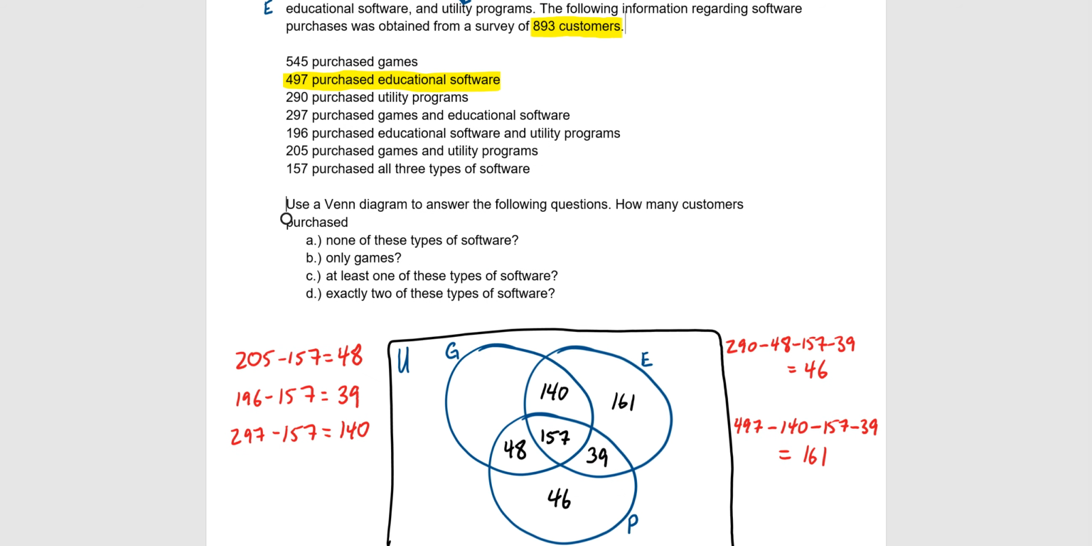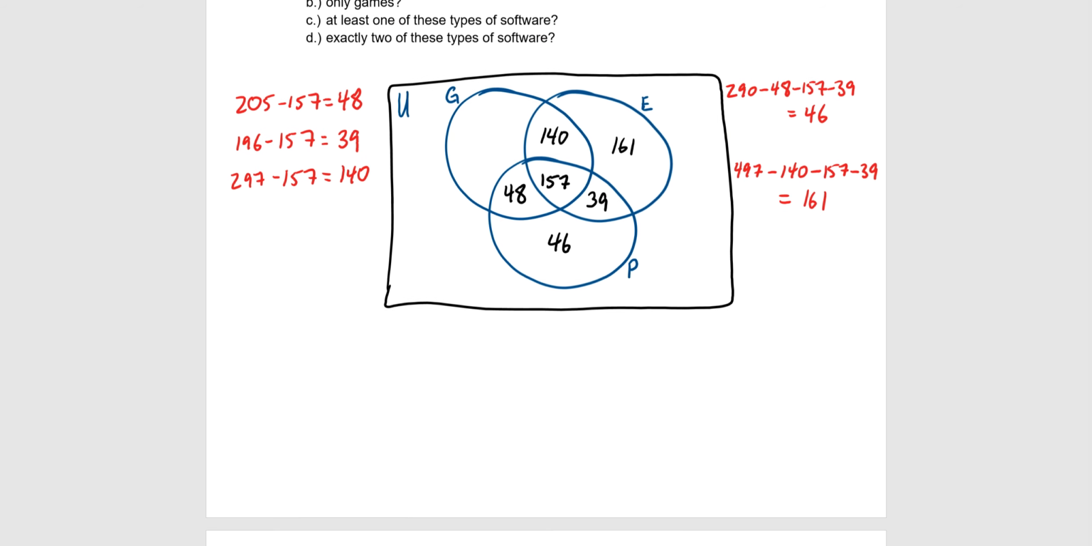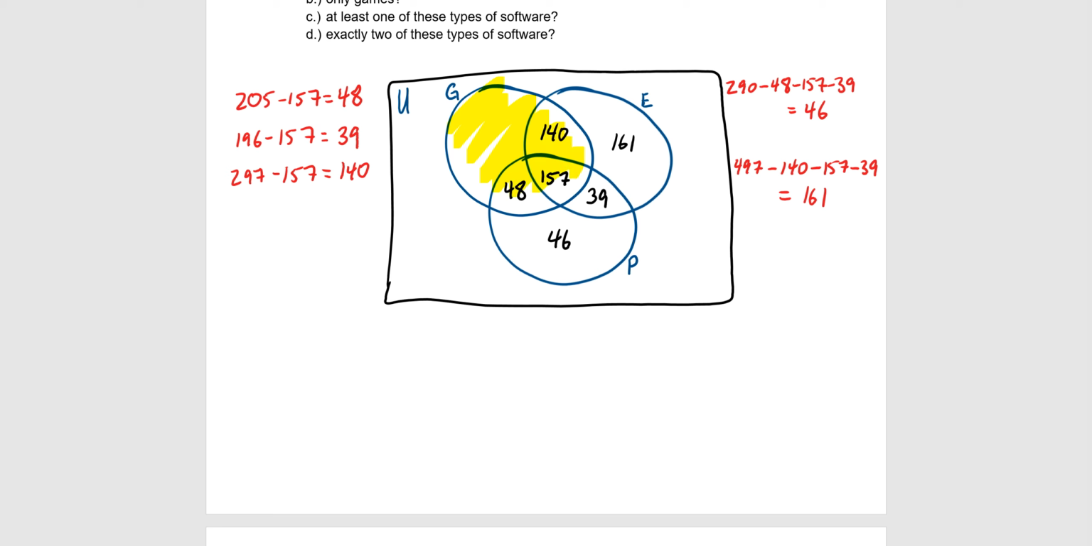Okay, and then the last chunk for this portion here is going to be the games. 545 purchased games. So this whole circle needs to add up to 545. Just like the previous ones, since there's already numbers in there, we have to subtract them off to figure out how many purchased only games. So 545 minus 140 minus 157 minus 48. That is going to give us a value of 200. So 200 customers purchased only games.